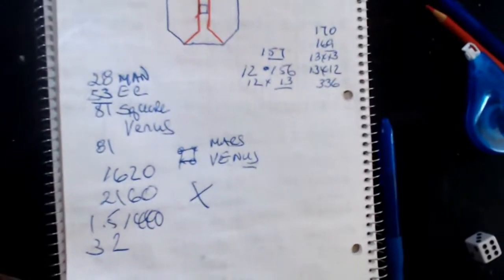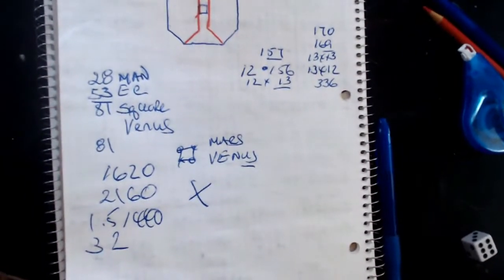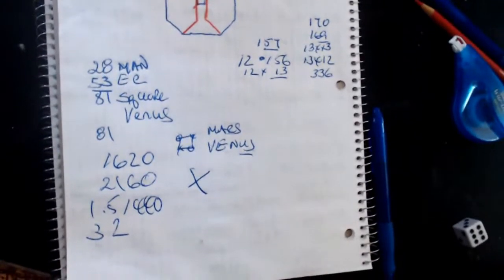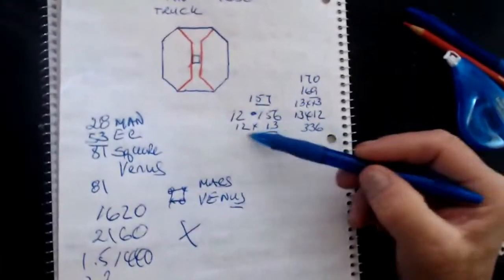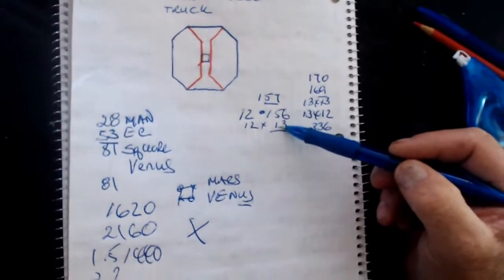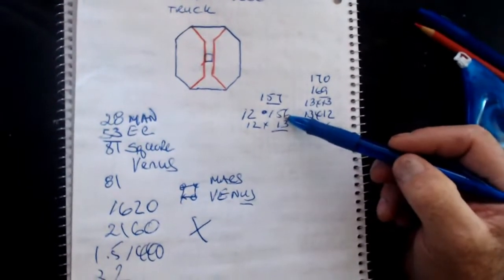Okay, so let me fix this first. No, they got that. So we get this over here. We have 13 moons a year times 12 years, 156.